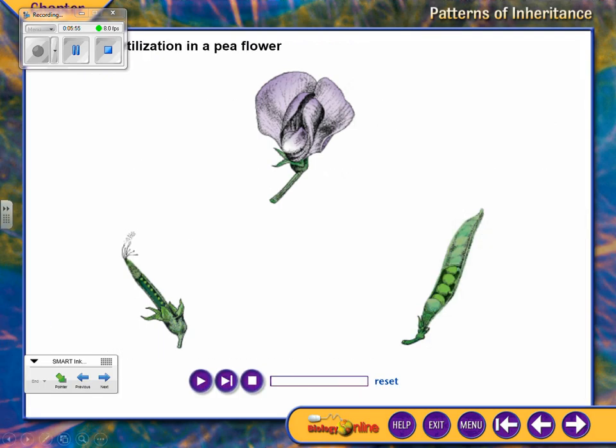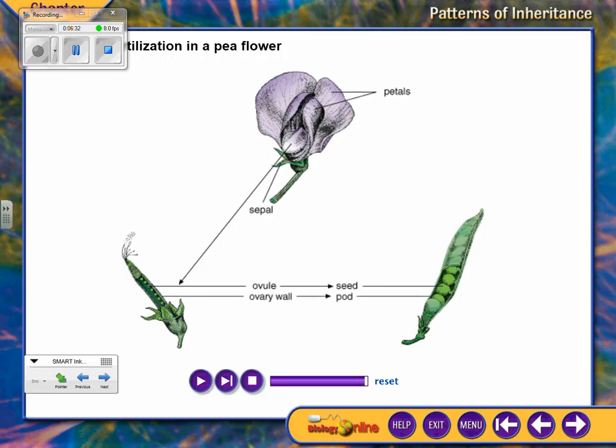So let's watch this. In the 1860s, Gregor Mendel used garden peas to study heredity. Peas are very easy to grow, and Mendel could study many generations during his 8 years of experiments. Peas are also self-fertilizing. The petals of the pea flower completely enclose the reproductive organs. As a result, the pollen from the anthers falls on the stigma of the same flower. Pollen tubes grow down through the female reproductive organ to the ovules in the ovary. The ovules develop into seeds, and the ovary wall develops into the pea pod.